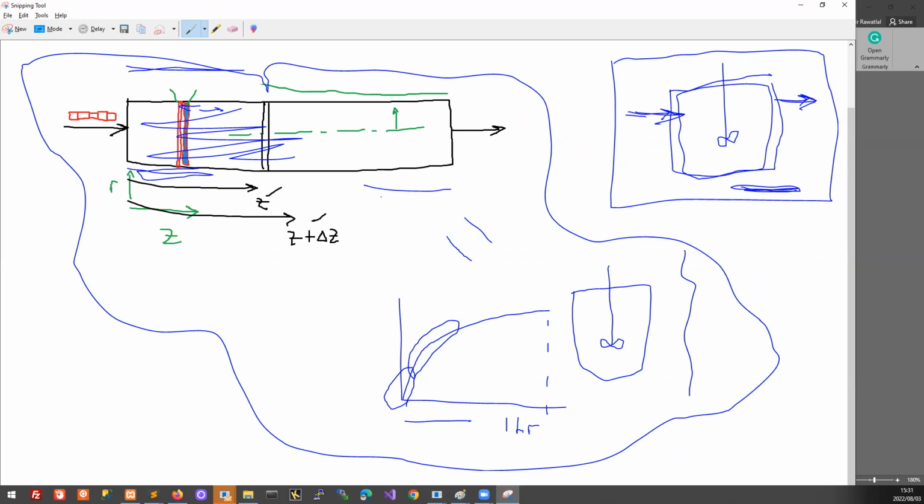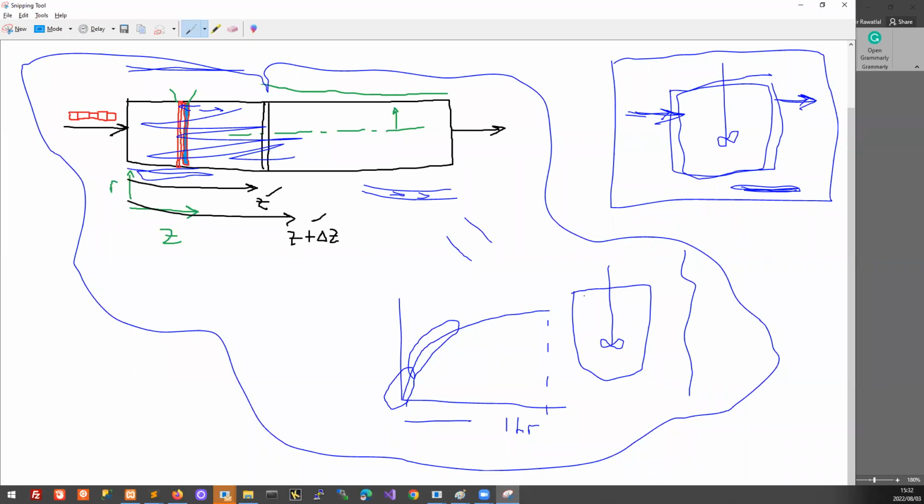There are some attempts with microchannel reactors and things like that, where you really do have tiny, thin, long little tubes, and that gets you closer to that. But even then, you don't really get it. There's always going to be some velocity profile. And so this is practically undoable.